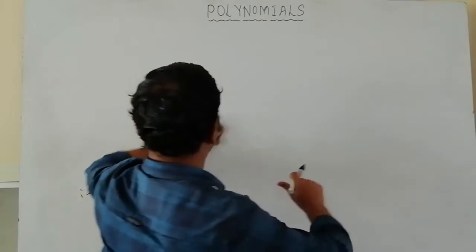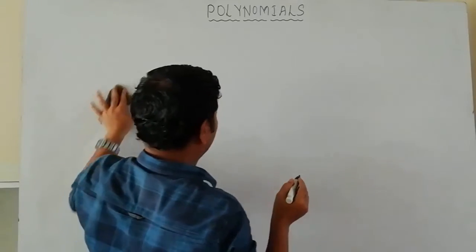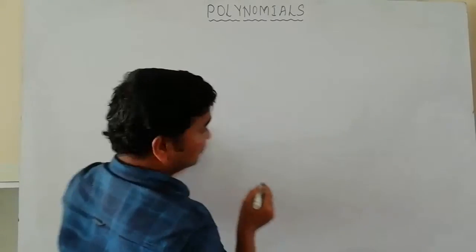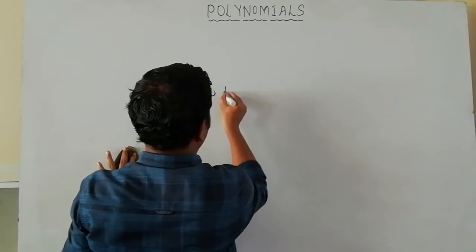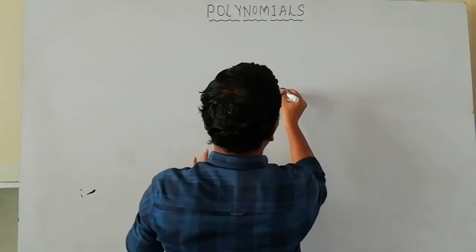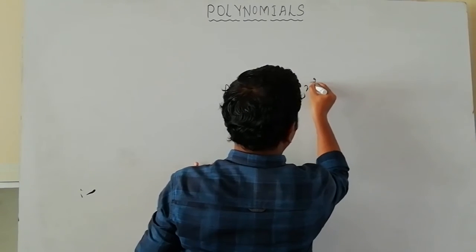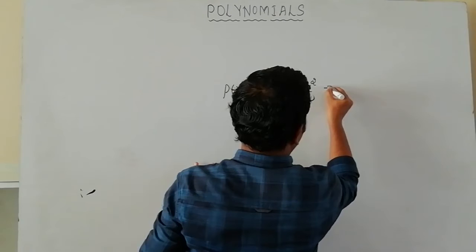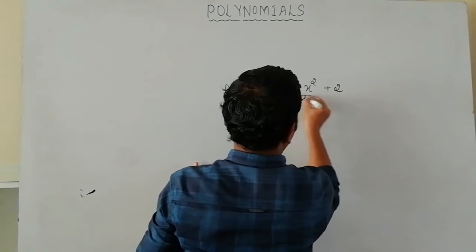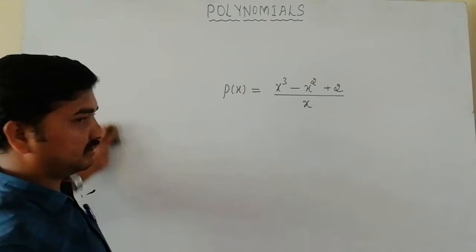So now one question may be asked for this. I'm going to write on it like this. Now tell me, try to give the answer for this one, whether it is a polynomial or not. P of x is equal to x power 3 minus x square plus 2, whole divided by x. Now can anyone tell me, is it a polynomial or not?